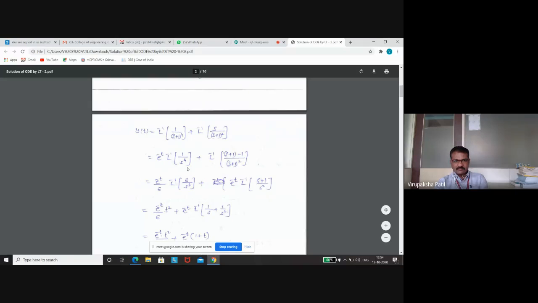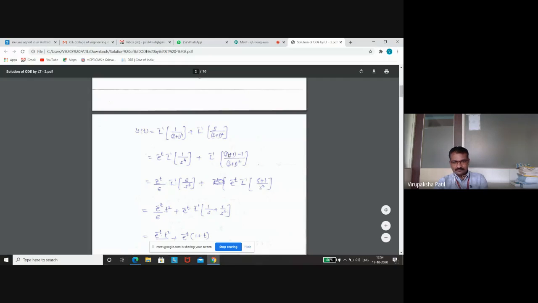So what will you get? t cube divided by... can anybody tell me? t cube divided by 3 factorial you will get. So it becomes t cube divided by 3 factorial into e to the power t. It's not t square, it is t cube divided by 3 factorial.